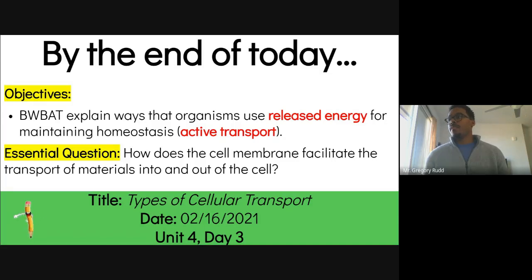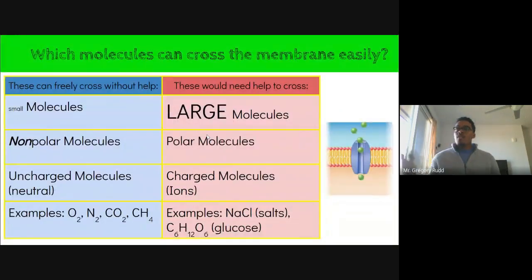Okay, so we had to quickly skip over this slide as we were running out of time at the end of yesterday's lesson, but I do want you all to write this chart down. We're going to leave this up for about 120 seconds to give you all an opportunity to write it down. The question is, which molecules can cross the membrane easily? And when we say easily, we mean without any help. They just kind of move across by themselves.